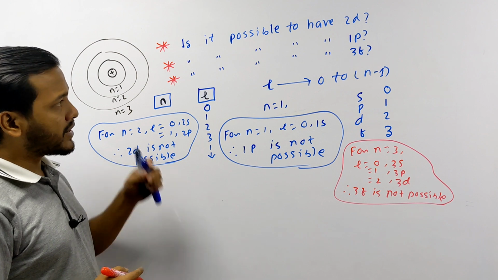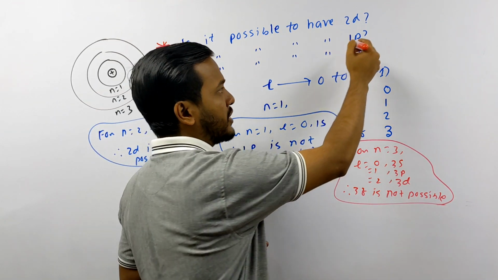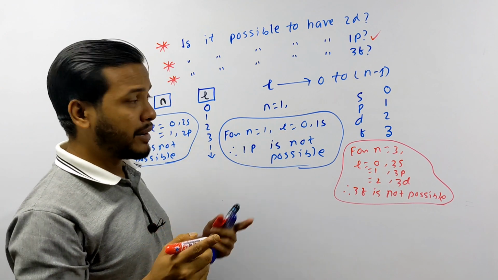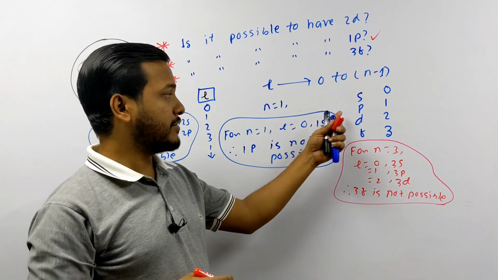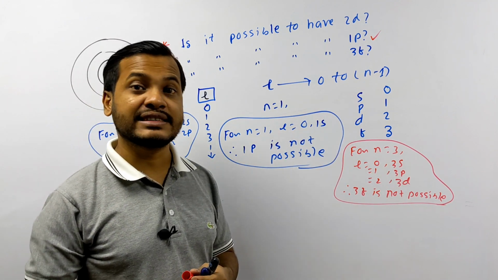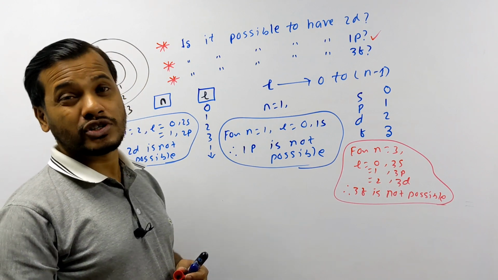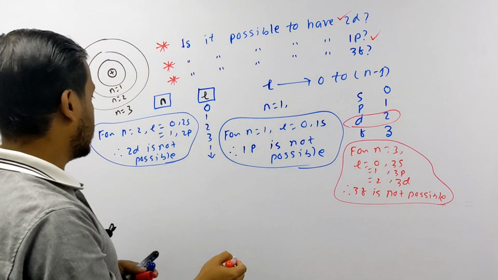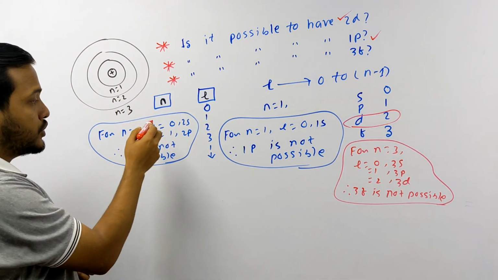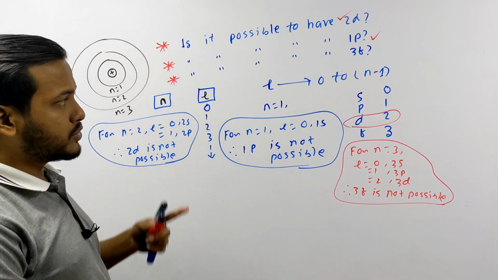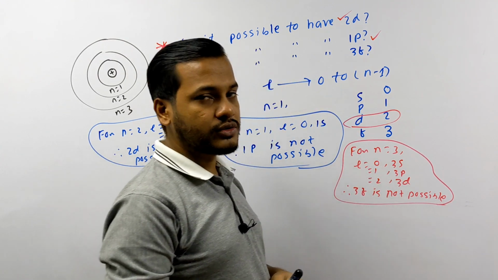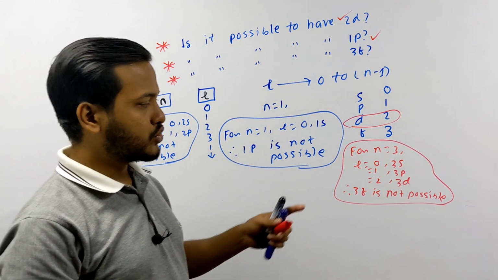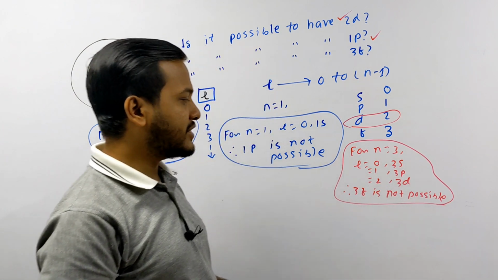1p is not possible because for n equal to 1, L should have only one value, that is 0. For p we need the value 1, but L is always less than 1, that is why 1p is not possible. Similarly, for 2d, L should be 2, but for n equal to 2, L has 2 values, 0 and 1. So 2d is not possible. Is it possible to have 3f? Also not possible, because for n equal to 3, L has 3 values, 0, 1, 2. So 3s, 3p, 3d. So 3f is not possible.